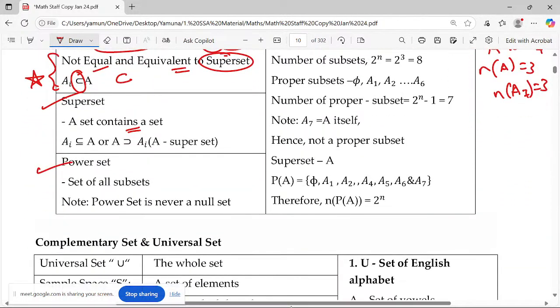Then the power set is the set of all subsets. What is the cardinal number of the power set? What is n of power set? 2 per n. The number of all elements contained in the set: all the subsets are contained. How many subsets will we usually have? 2 per n. So the cardinal number of the power set is 2 per n. The power set will never be a null set because we have a null set which is by default a subset.